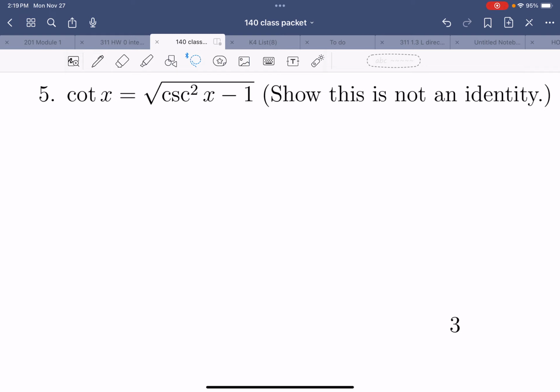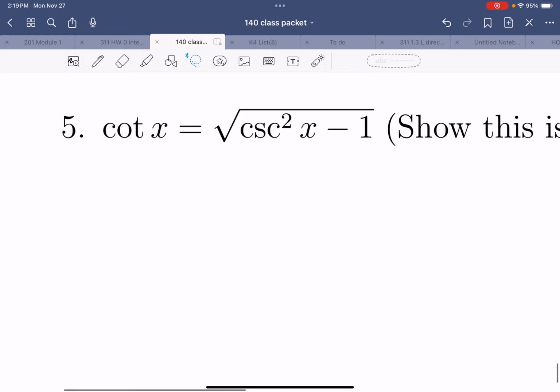But in order to show something is not an identity, you've got to find a value for x that when you plug it in, it's not true. Now, if we think about what's going on here, this cotangent over here does not have a square or anything on it, but it's equal to the square root. And there's no plus or minus there, which means that if the cotangent happens to be negative, what's on the right is only going to be positive.